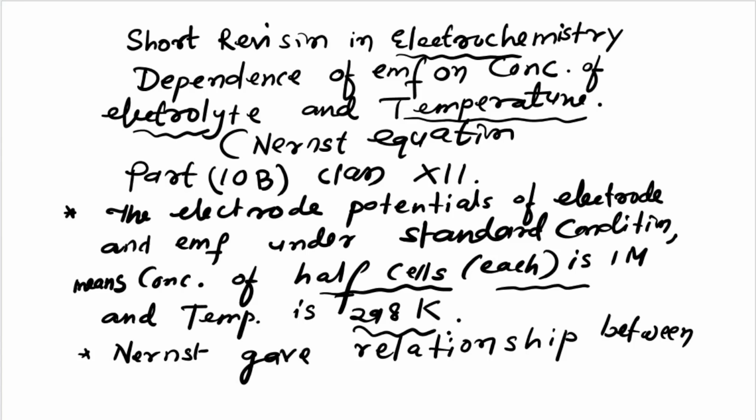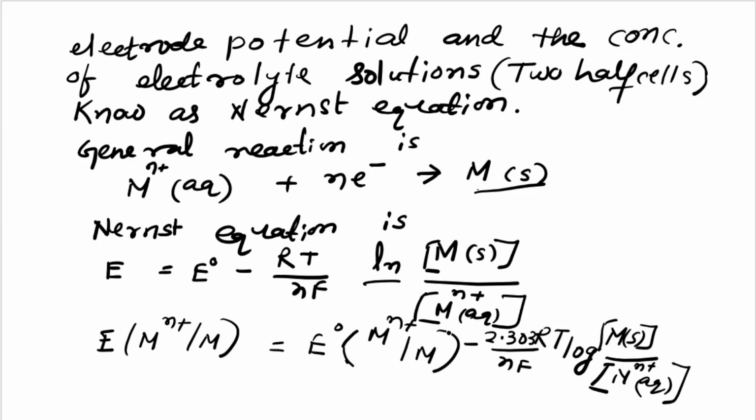From that, Nernst was the scientist who observed a relationship between electrode potential and the concentration of the electrolyte solution. How many half cells are there? Two half cells are there. So in two half cells, the electrode potential can be calculated, and that is called the Nernst equation. The Nernst equation depends on the concentration.